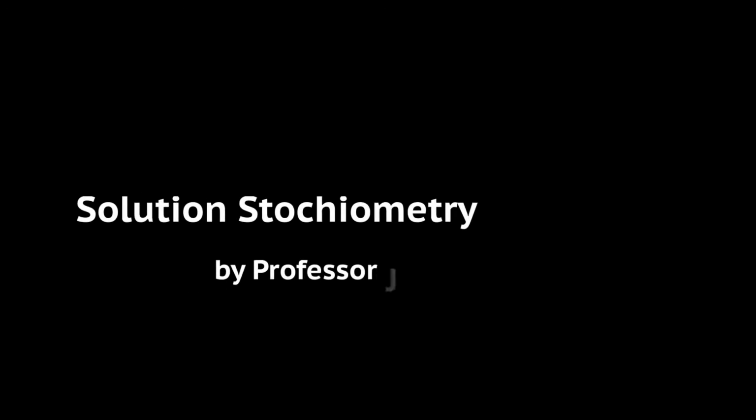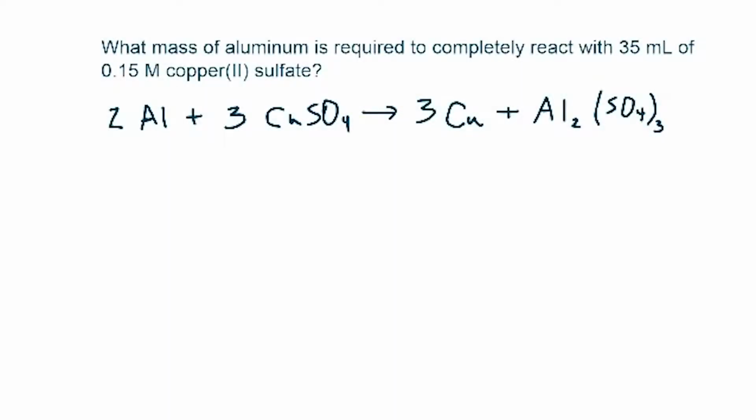In this video, we'll go over some examples of stoichiometry problems that involve solutions. In our first problem, we are looking at the reaction of aluminum with copper(II) sulfate, and we're asked what mass of aluminum is required to completely react with 35 milliliters of 0.15 molar copper(II) sulfate. So again, let's look at the question that we're being asked for. What mass of aluminum?